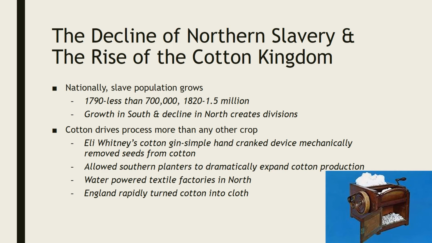And the reason for that is at the same time that you have textile mills developing in the North, you also have the expansion of the use of this invention, the cotton gin. Eli Whitney invented the cotton gin. It's a simple hand crank device, as you see in the picture there to the right, that mechanically removed seeds from cotton so that you don't have to pick out seeds, and the seeds are very sticky, by hand. And so that, of course, sped up the process of growing cotton and made it much more profitable. And it allowed Southern planters to dramatically expand their cotton production.